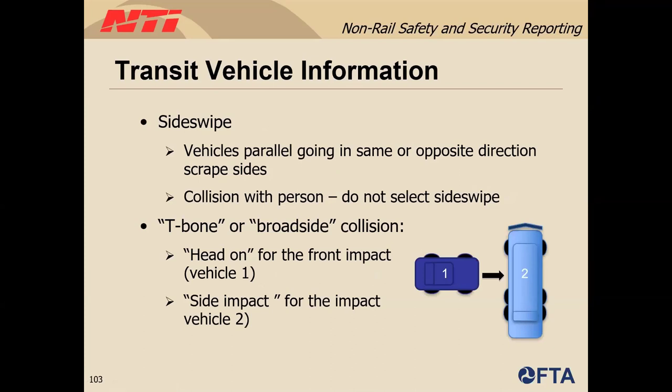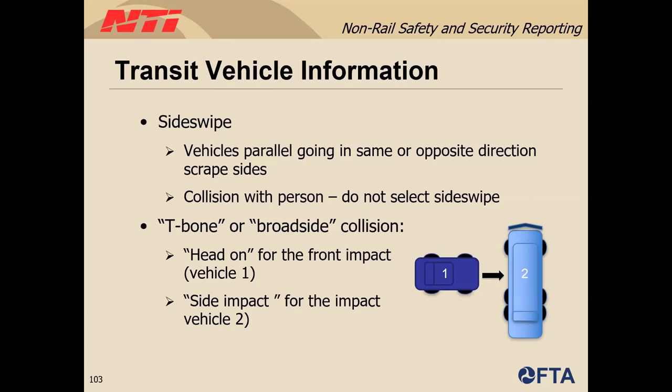Sideswipe is used when two vehicles are parallel to each other, going in either the same or opposite directions, and bump and scrape along the sides of each other. Both vehicles would be reported as sideswipe. Please note that sideswipe cannot be the action chosen when you are reporting a collision with a person.